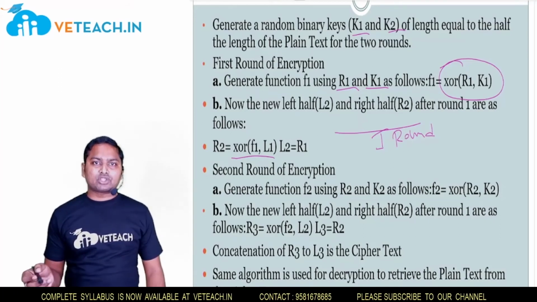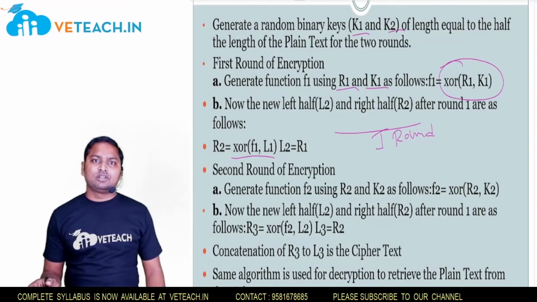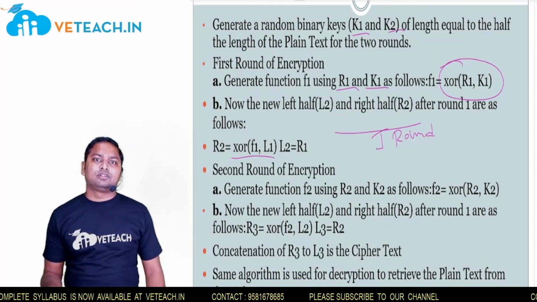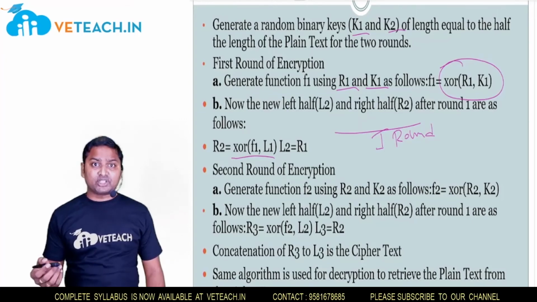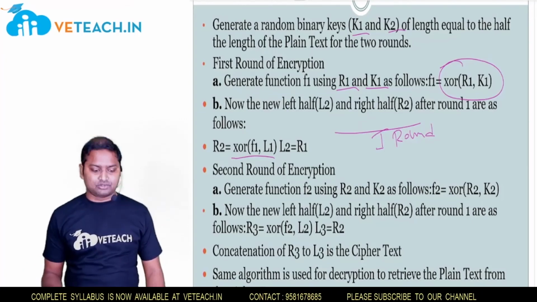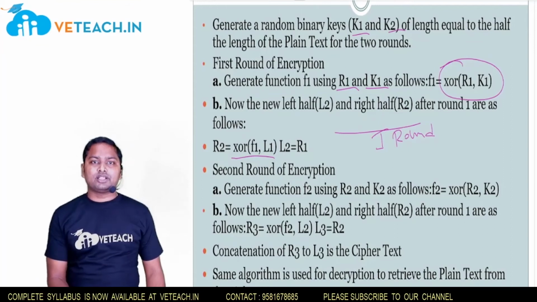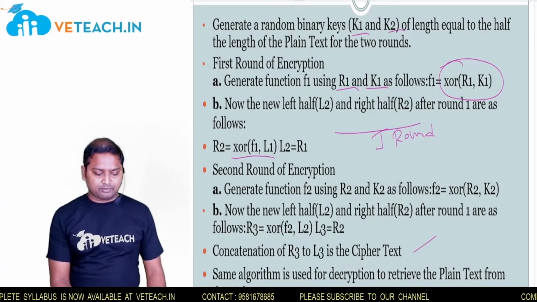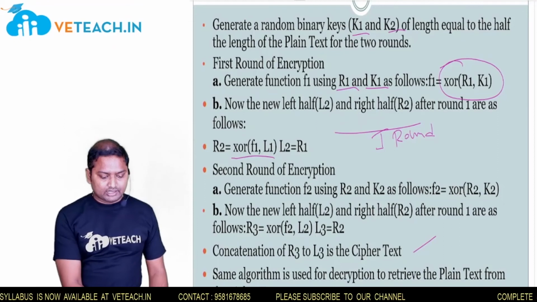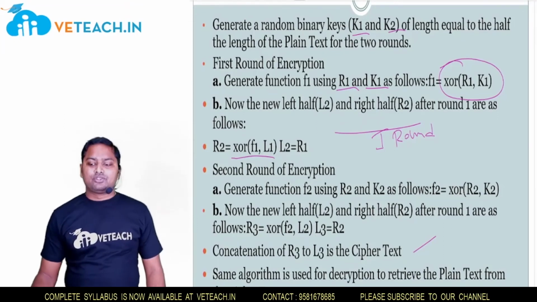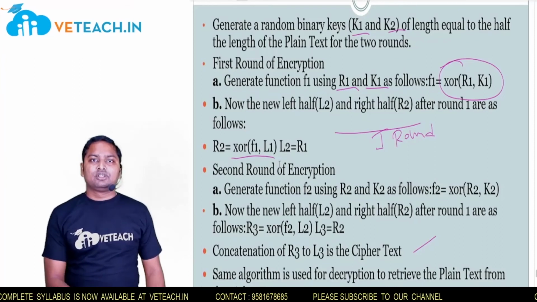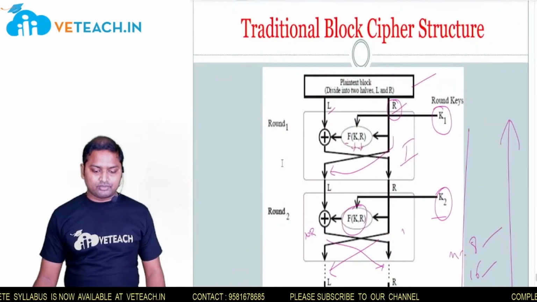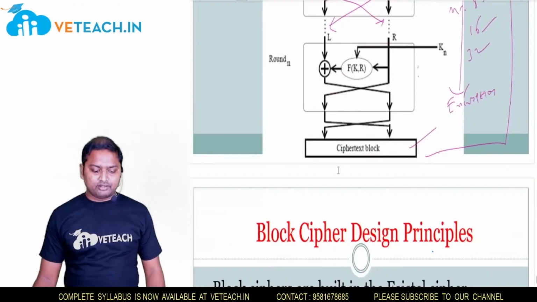That depends on the plain text size. The number of rounds will be dependent on it. Some algorithms use 8, 16, 32, sometimes even 128. So we repeat the same process up to the last step, and finally you will get the ciphertext. In this way, every block cipher technique uses this Feistel block cipher. So this is very, very important.